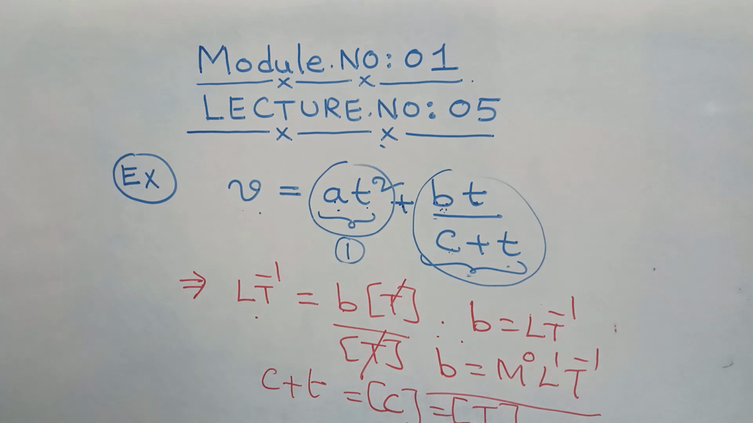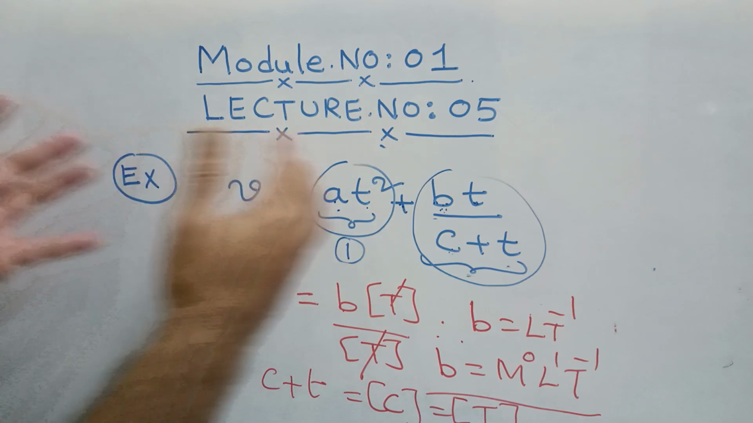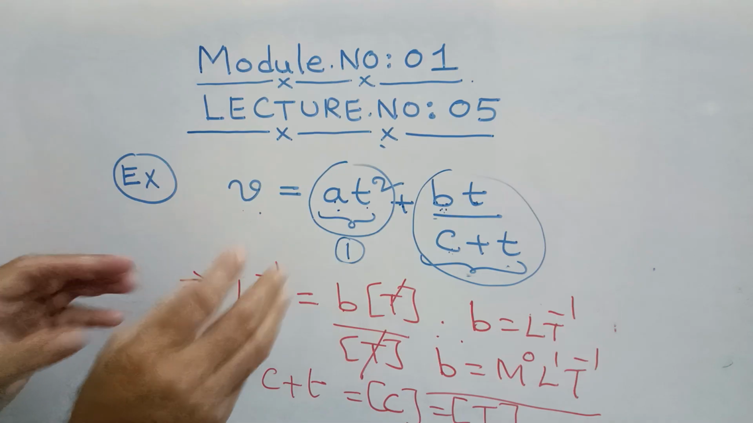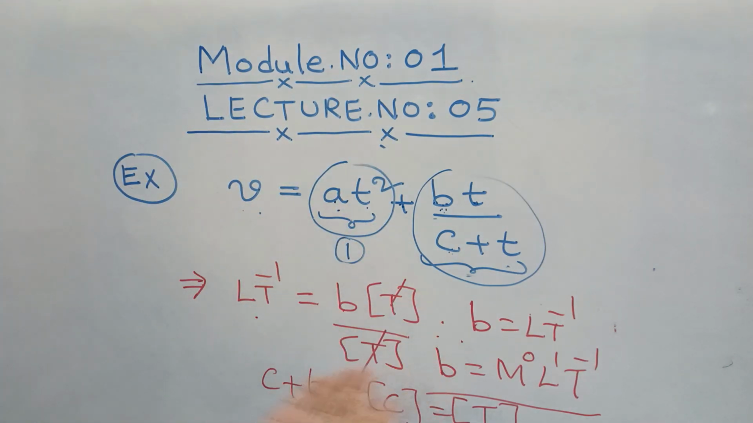Got it? So likewise, for any given equation, it will be asked in the examination to find out the dimension formula for the given constants. One expression will be given. In that expression, some constants will also be given. For those constants, it will be asked to find out the dimension formula. Likewise, you have to find out. I hope you understood this.